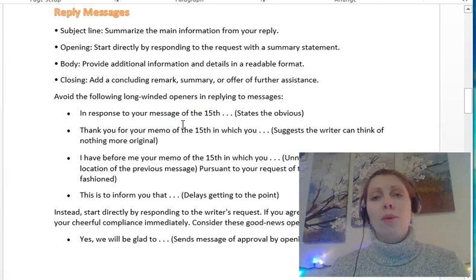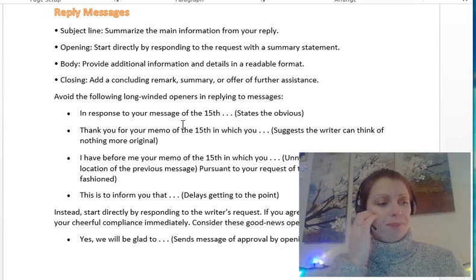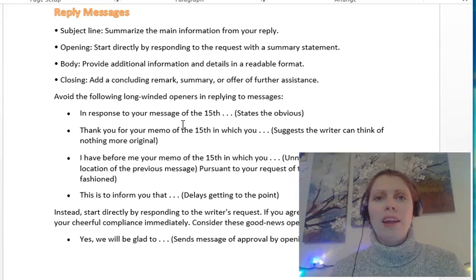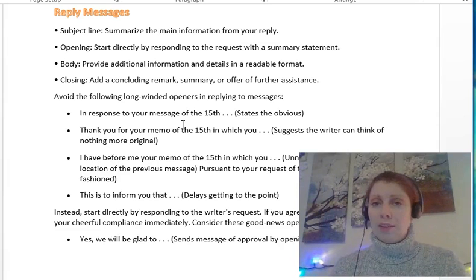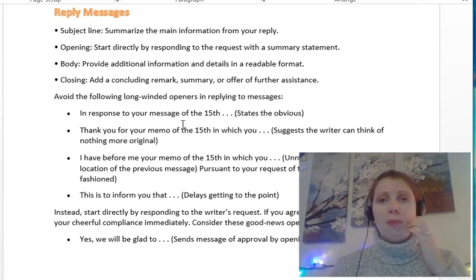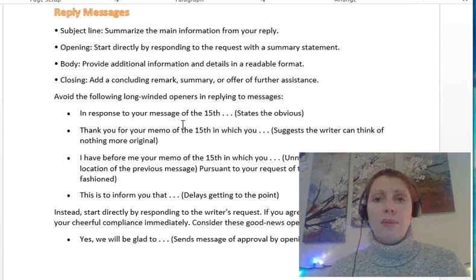Now, writing reply messages. Same format. Subject line, you need to summarize the main information from your reply. So remember, you've received something and you're writing back. So you've got to summarize the main information from the reply.